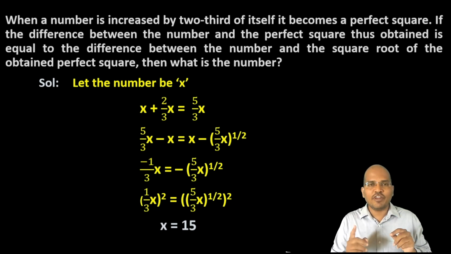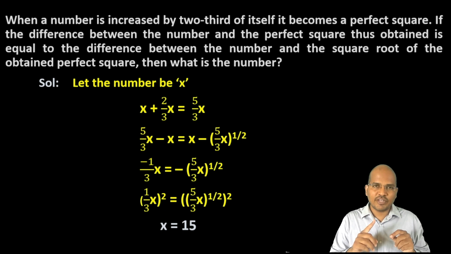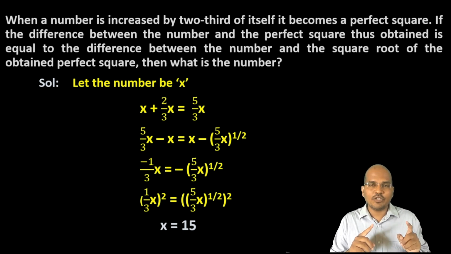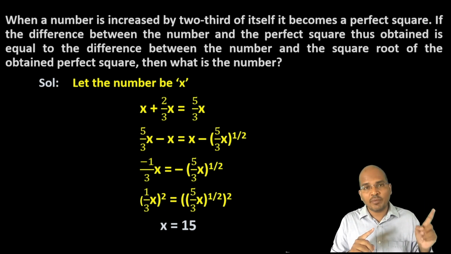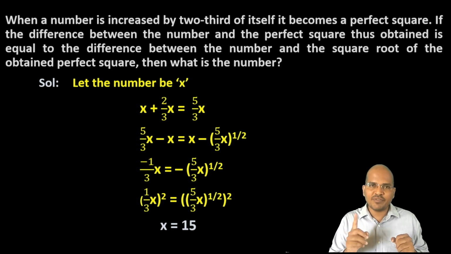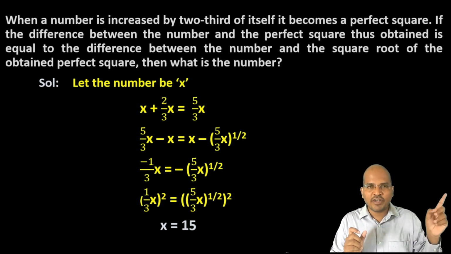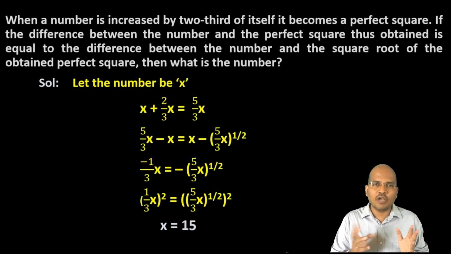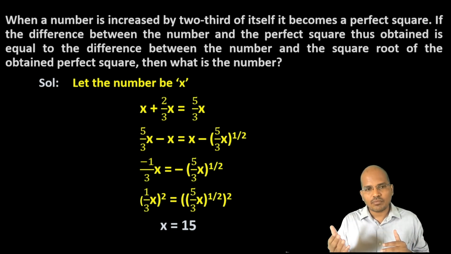Line 2 is difference of the number and the perfect square is same as difference of the number and the square root of the perfect square. So 25 minus 15 is 10. 15 minus square root of 25 is 5. So 15 minus 5 is 10. So 10 is 10. So this is how you can cross check the values also. Is that clear to you all?